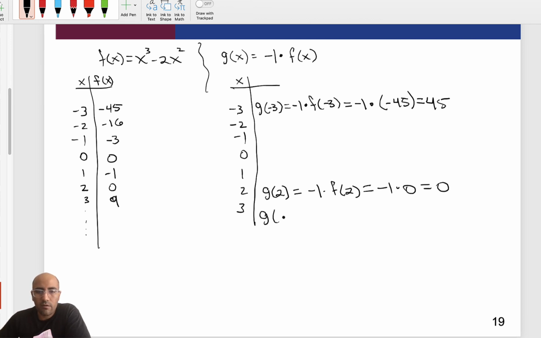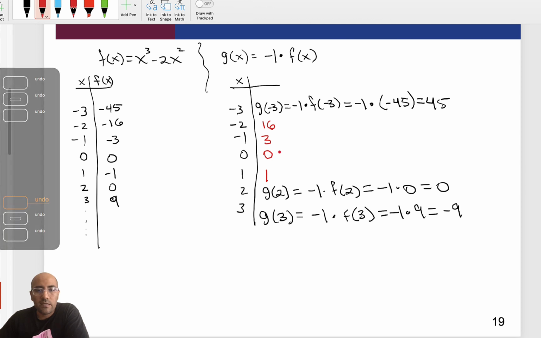At 3, g of 3 is equal to -1 times f of 3, which equals -1 times 9, which equals -9. I don't think it takes long to realize that what's happening here is that we're always going to take the output from the original function and multiply by -1, which means we're going to get the opposite sign. So at -2, this answer is just going to be +16, because that was negative. At -1, this is going to be +3. 0 stays with 0. At 1, instead of getting -1, I'm going to get +1. 0 stays with 0. And then instead of +9, I get -9.